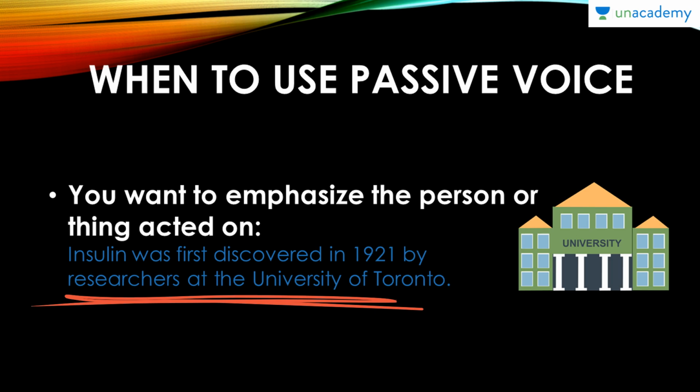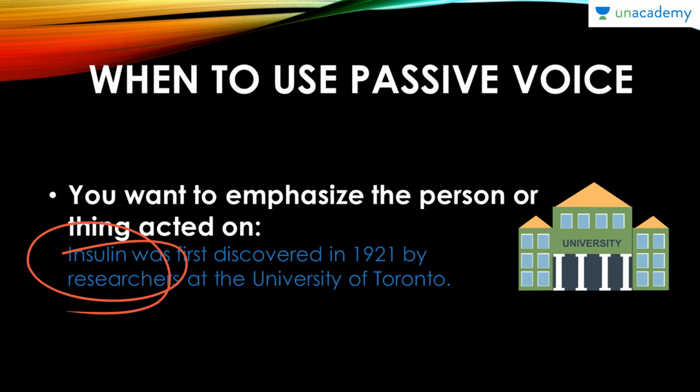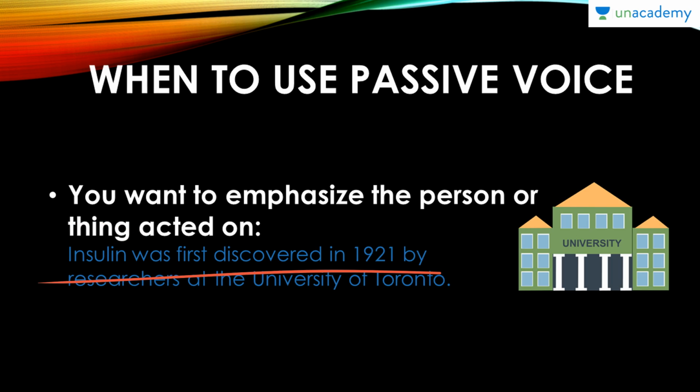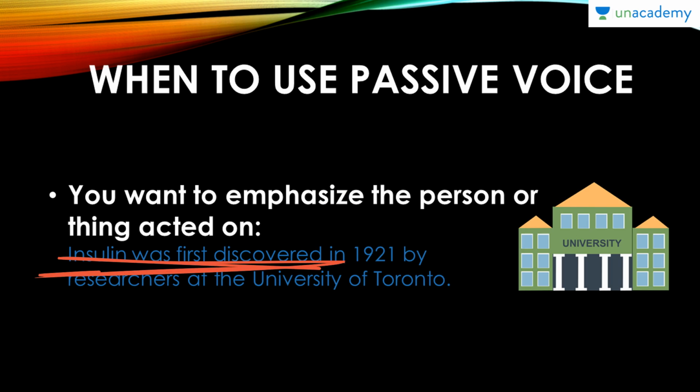We should know which university they were in and who the researchers were. But the fact that insulin was discovered in 1921 is the most important thing. In fact, even 1921 is not that important. Insulin being discovered is the point of emphasis. So that's when we use passive voice.